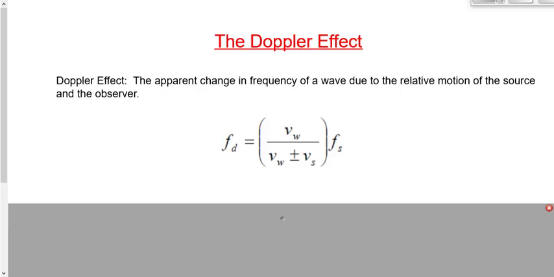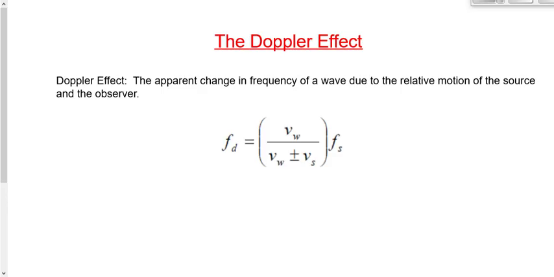The last equation of the year. And it looks like kind of an ugly one. FD is equal to bracket VW over VW plus or minus VS, times FS.